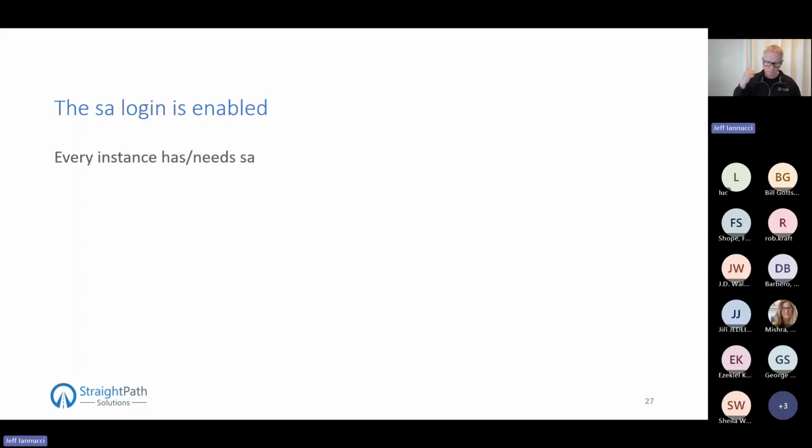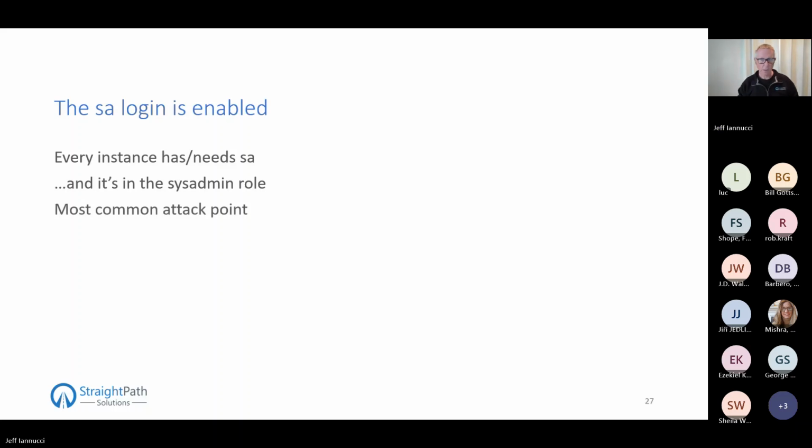Now, why is this a problem? Because every instance has and needs the SA login, and everybody knows by default it's in the sysadmin role. It needs to be in that, right? Because the SA login is going to own things. It's going to own the master and msdb databases, other system databases, and potentially your jobs. It's a very vital component to your SQL Server. Because of that, it's the most common attack point for a ransomware attack or any kind of breach through SQL Server.